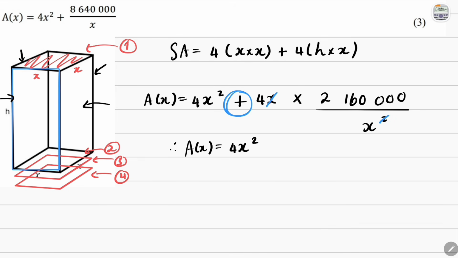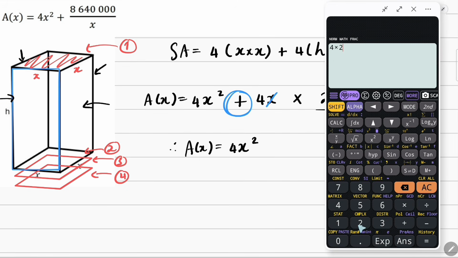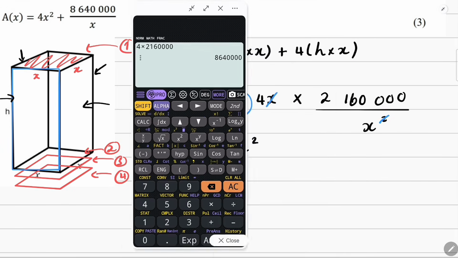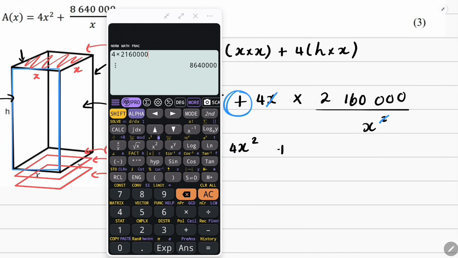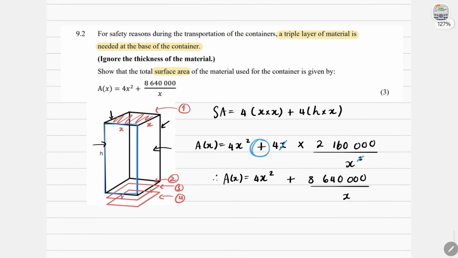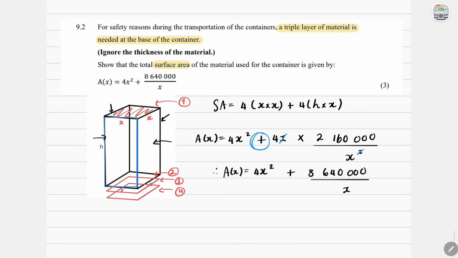So 4 multiplied by that number, let's just get that. 4 times 2,160,000, and that is 8,640,000. So we're going to say that this is added by 8,640,000 over x. And then just see, is that what they have as well? Yes. Okay, that is our area. And moving on to the next question.